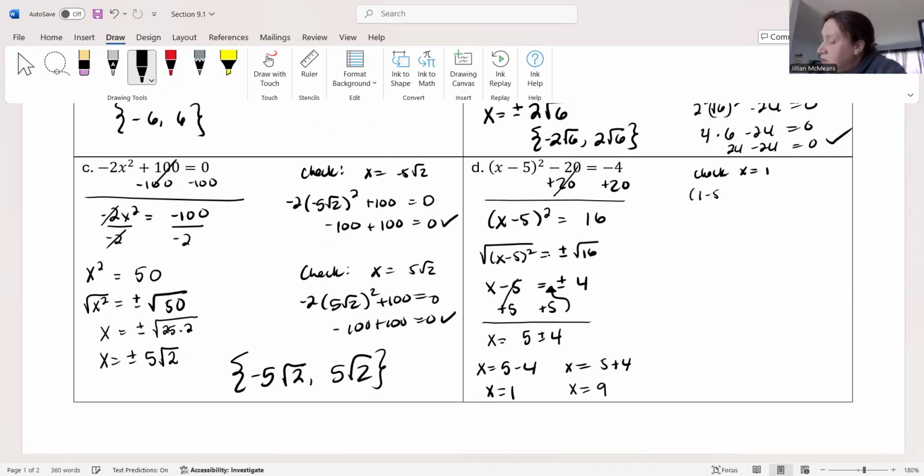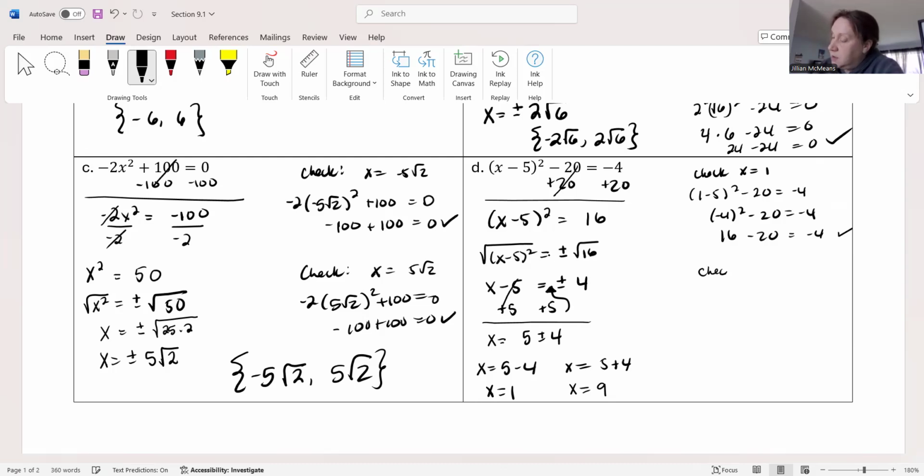So I've got 1 minus 5 quantity squared minus 20 is negative 4. Well, inside parentheses, 1 minus 5 is negative 4. So I get negative 4 squared minus 20 is negative 4. Well, negative 4 squared is just 16. And 16 minus 20 really is negative 4. So this side works out.